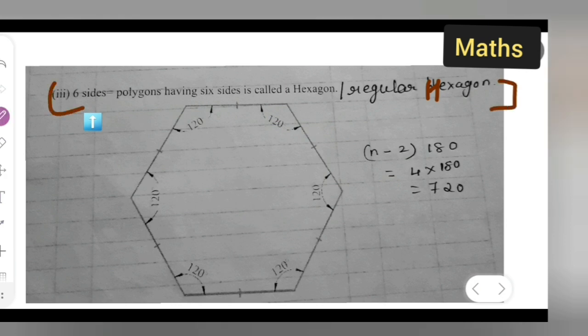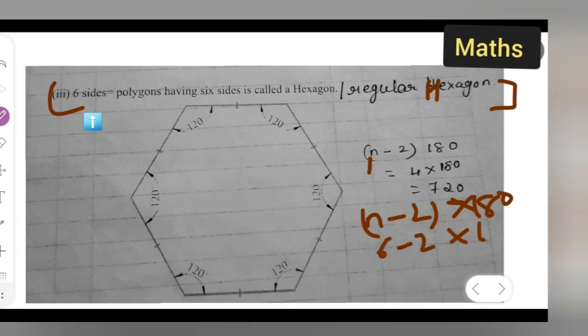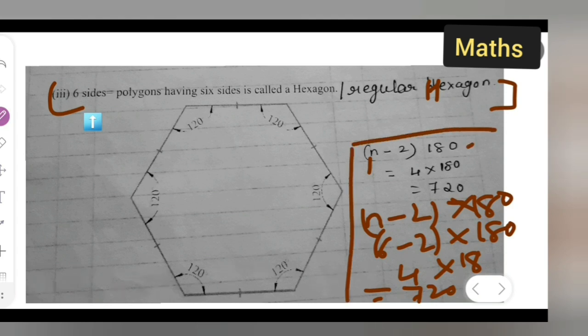This I have just substituted because 6 sides means n minus 2 into 180, right? So n minus 2 means 6 minus 2 multiplied by 180. 6 minus 2 is nothing but 4 multiplied by 180, and you all got 720. But this part is not required. This is extra. The main part is still here: a polygon having 6 sides is called a hexagon or regular hexagon. Okay, this is the answer.